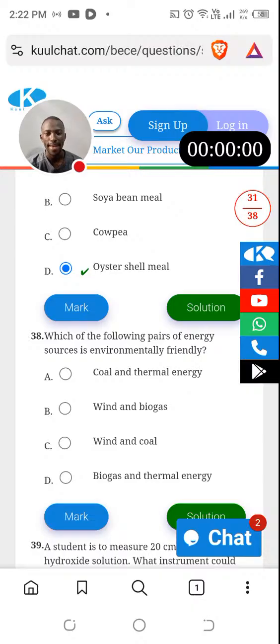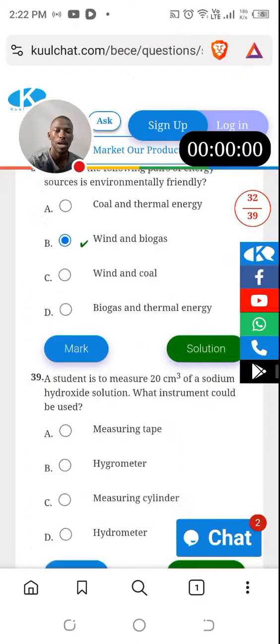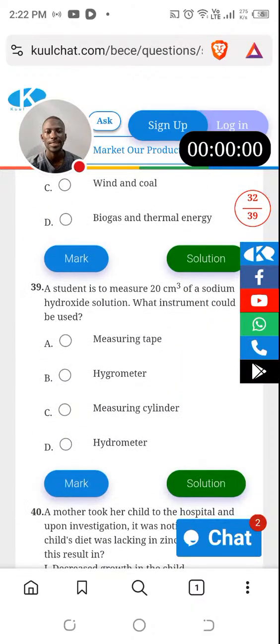Which of the following pairs of energy sources is environmentally friendly? Coal is out. Wind, no way. Biogas and thermal. I'll go for wind and biogas. A student is to measure 120 centimeters cubed of a sodium hydroxide solution. What instrument could be used? 120? Measuring tape, why? I was expecting something else, now measuring tape is off.